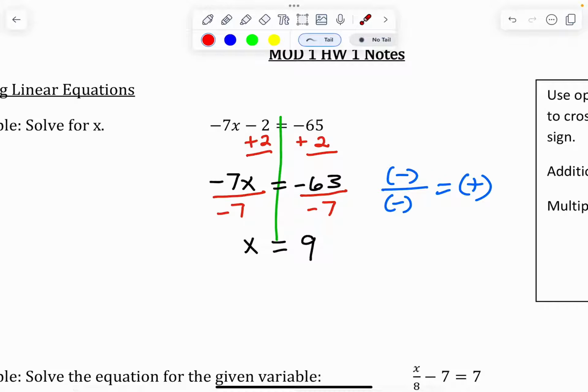Now, before we move on, I want to just go over this. -7 and x are touching. We're going to break those two apart. That's why we divide by -7. You can't add 7 at that step.